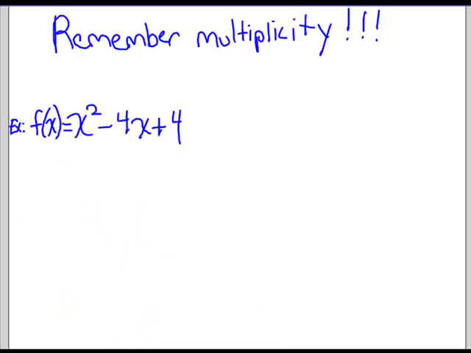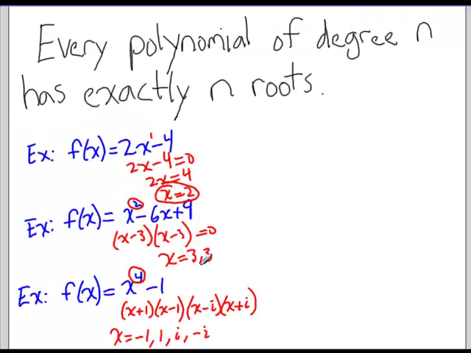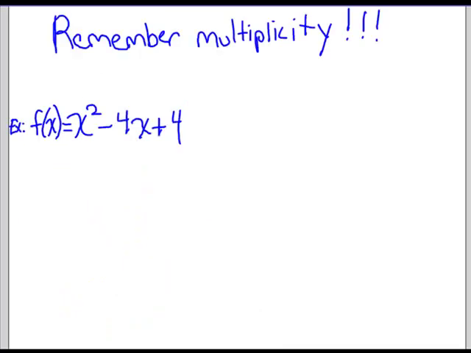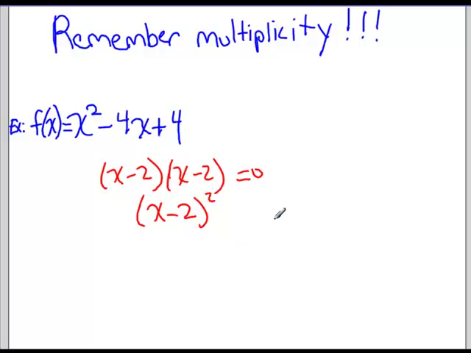Alright, remember multiplicity. This is kind of what we saw happen with this one. If I have, for instance, f of x is equal to x squared minus 4x plus 4, this can factor to be x minus 2 times x minus 2. Alright? We're looking for the roots. And that's, as we know, the same thing as x minus 2 squared. Alright? So this is a degree 2, so there must be two roots, and the two roots are 2 and 2.